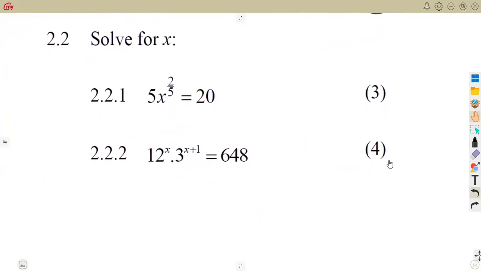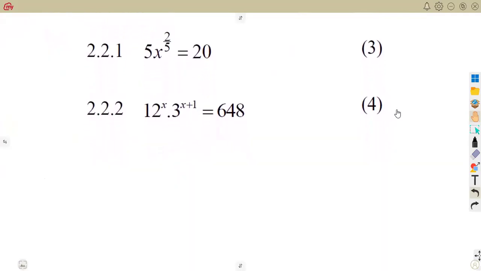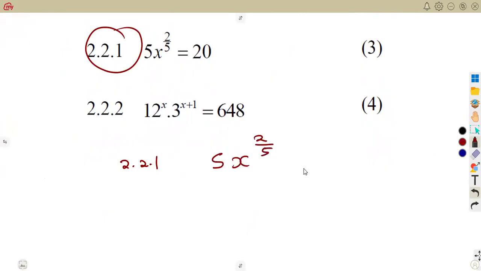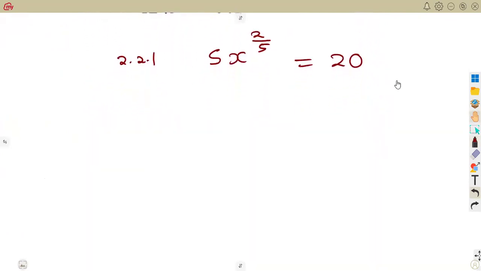On 2.2, this time it's an equation. Solve for x, all right? 2.2.1. Okay, let's start with the first one. 2.2.1. We are given 5x to the exponent of 2 over 5 equal to 20. That's an exponential equation that we have under exponents.